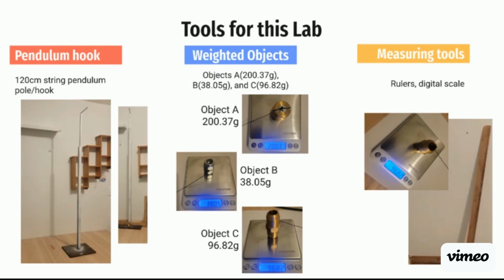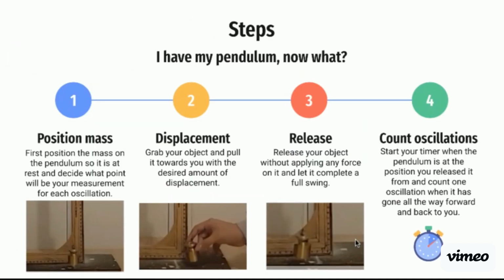And here are some of the tools for this lab. As you can see, we require a hook that is longer than 120 centimeters, and this is all described in the lab manual. We also require objects of different masses. I chose 3 objects and called them A, B, and C. We also require measuring tools such as a scale and a ruler to measure the mass of the objects and the displacement from the point of rest of each object. And as you can see, I chose different weighted objects and I made sure to write their exact measurements here.